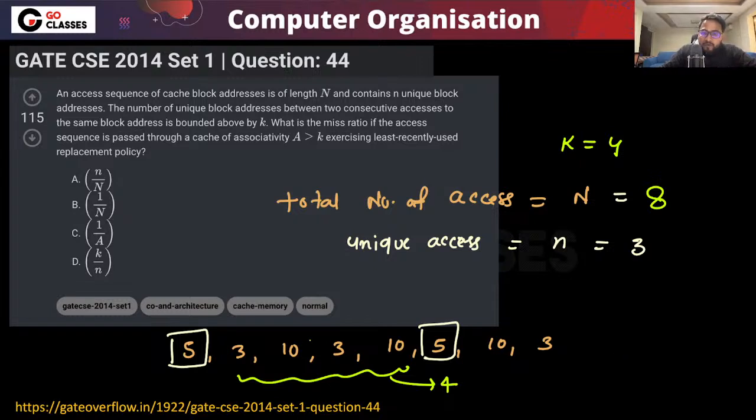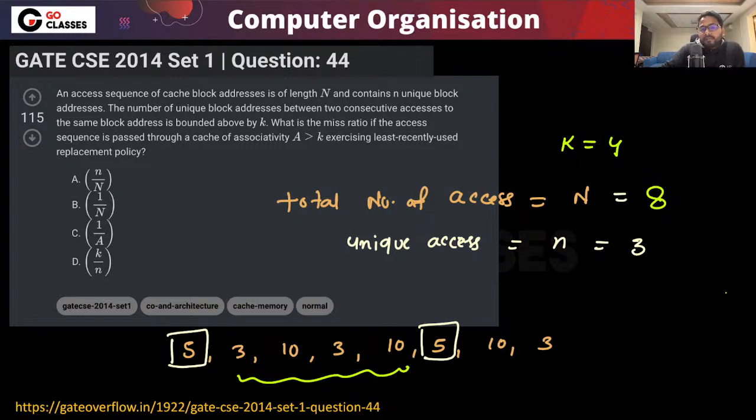See, here in between you are accessing 1. They are saying the number of unique block addresses between two consecutive accesses of the same block is bounded. Unique blocks anyway you are doing 2, but yeah, let's suppose k is 4. K is 4 means at most you can access 4 different blocks here in between these two. Okay, 4 unique could be there. In this case it is 2, but at most 4 unique could be there.